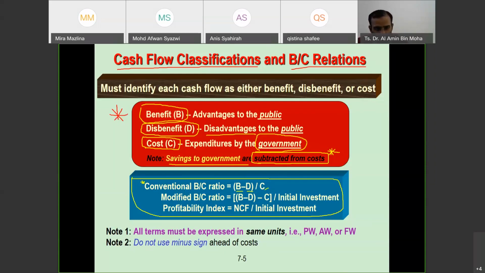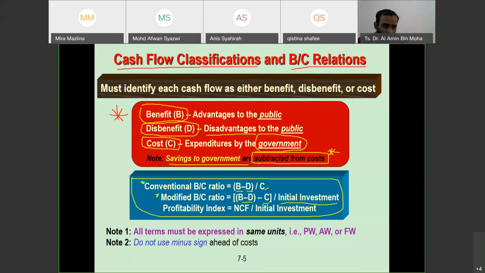But nowadays they have the modified BC ratio, especially when you have more detail on the information in terms of monetary values. We are going to see the examples. But it's basically benefit minus disbenefit, and then you minus the cost, and then divide by the initial investment. We also have the profitability index: the net cash flow amount divided by the initial investment.